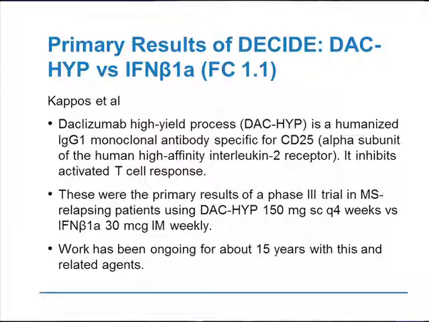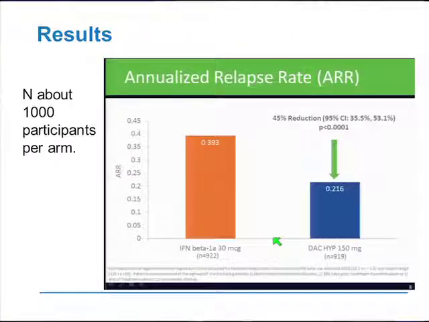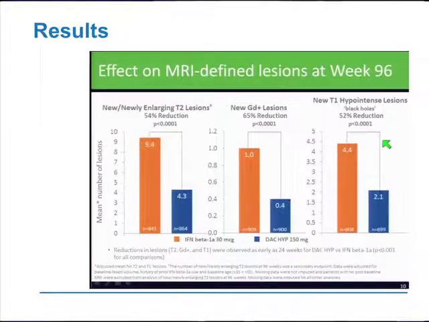And this is following on to about 15 years of study with this and related agents. The results showed a reduction in annualized relapse rate compared to the active comparator in about 1,000 participants per arm. This is a significant benefit. And also significant results on MRI-defined lesions at week 96.